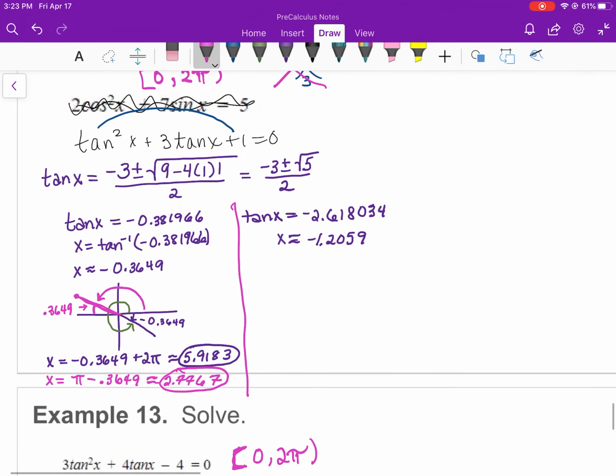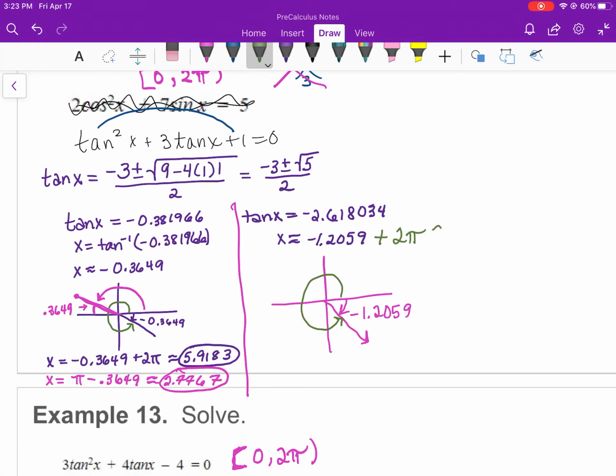For this next part, I'm going to kind of map it out. Okay. Pi over 2 is 1.57. So again, this angle is showing up in my fourth quadrant. So that's negative 1.2059. And the first thing I want to do is make it positive. So I'm going to add 2 pi to that. So 2 pi minus 1.2059. All right. There's that answer right there.